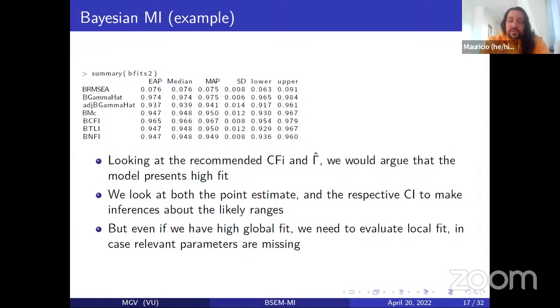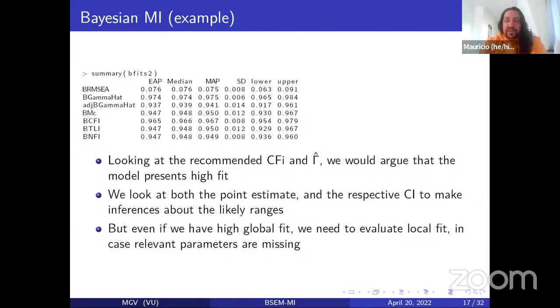Model fit, model evaluation, we always also want to look at the overall model. As I said, in this case, we're missing two parameters of around 0.3 standardized values, but the recommended CFI and gamma hat are still giving us good fit. I think most people, if they find a gamma hat of 0.97, ranging from 0.96 to 0.98, and a CFI of 0.96, ranging from 0.95 to 0.98, will not blink too much and just say it's a good enough model, probably. I am okay, and I can move forward.